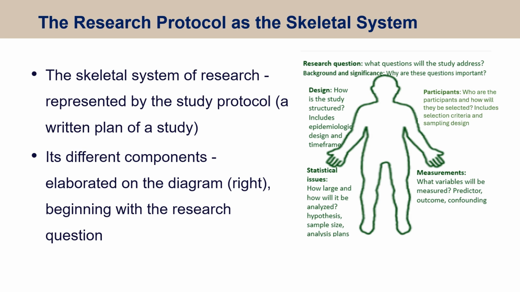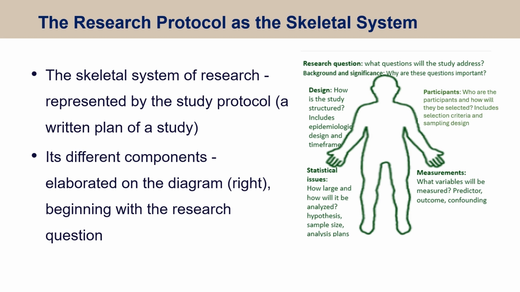Then you have the participants. Who the participants are and how they will be selected is a question that comes next, including the criteria for inclusion and exclusion, and your sampling design should also come into play. Then you go to some statistical issues, which are often not easy to deal with unless you are well trained, but we also have some solutions to suggest as we proceed with this presentation. So how large should the sample size be and how should it be analyzed is another question based on the hypothesis and also on your analysis plans.